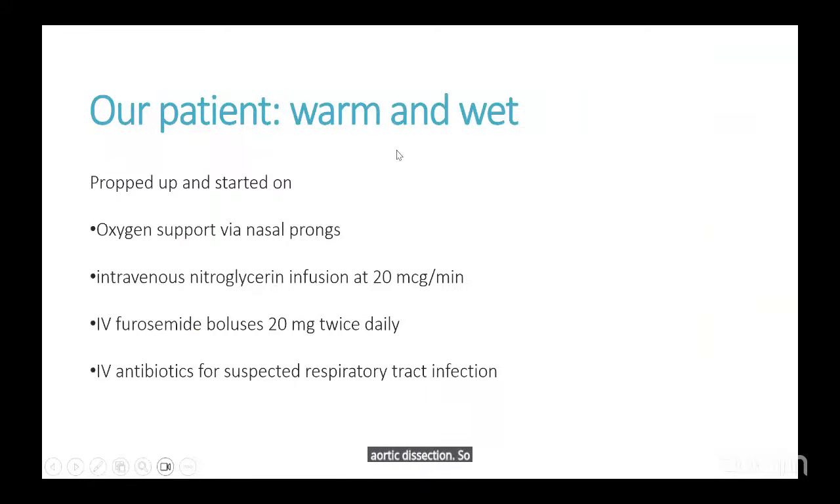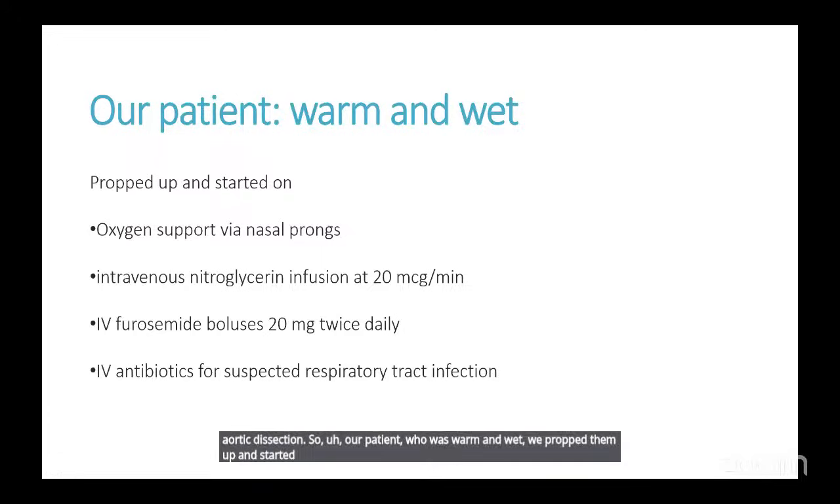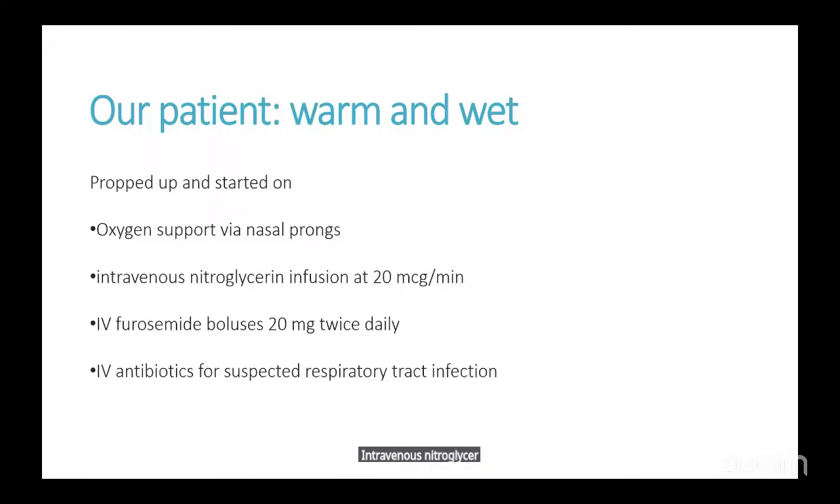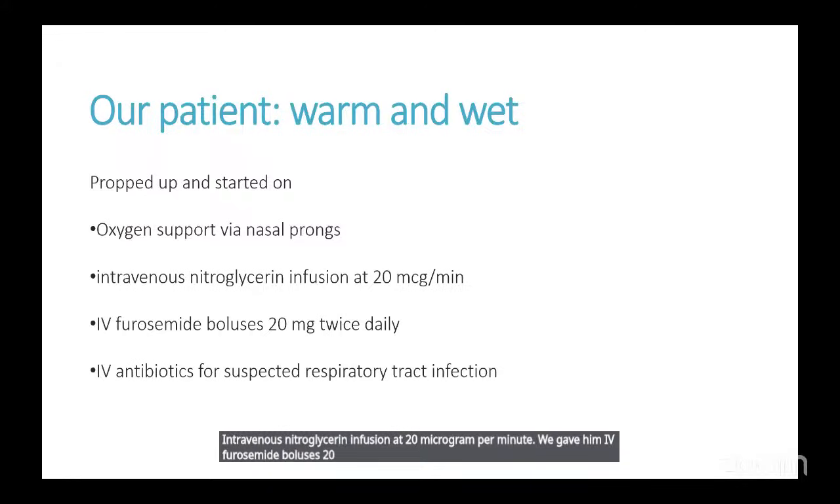So our patient who was warm and wet, we propped him up and started him on oxygen support via nasal prongs, intravenous nitroglycerin infusion at 20 microgram per minute. We gave him IV furosemide boluses 20 mg twice daily, and we started IV broad spectrum antibiotics for suspected respiratory tract infection.